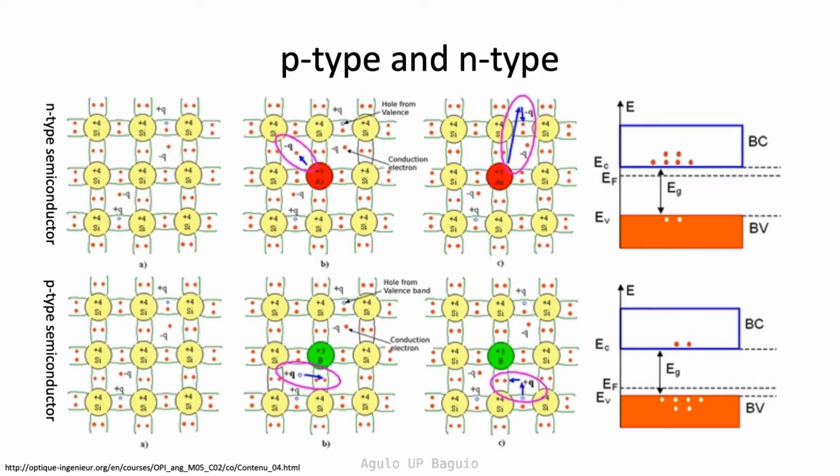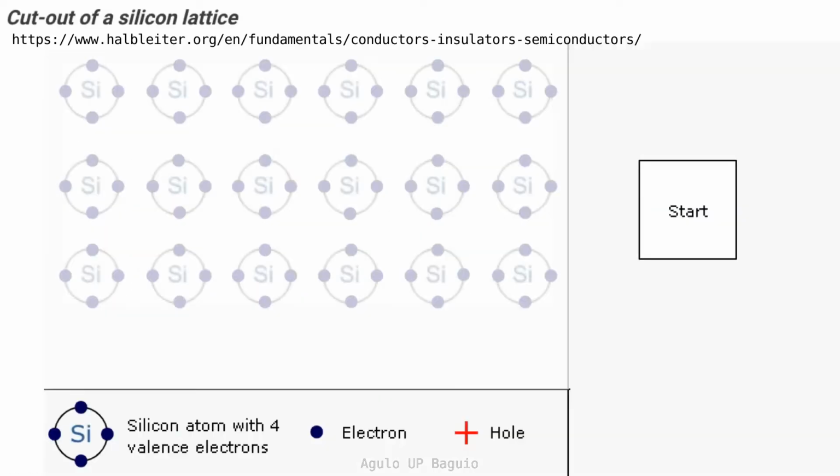We can take a look at this short video of how a hole moves around the lattice, just like an electron, and results in the electronic conduction that is observed in measurements. Pay close attention to how the positive charge moves around the lattice.